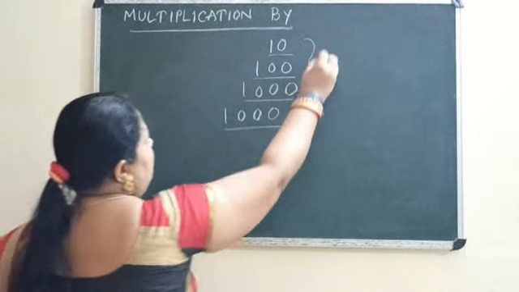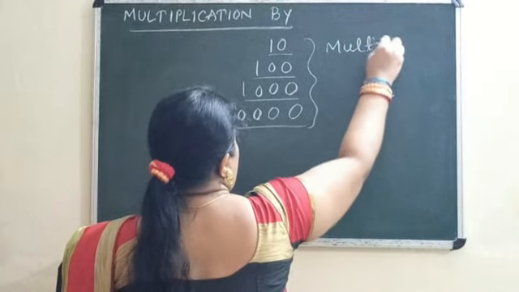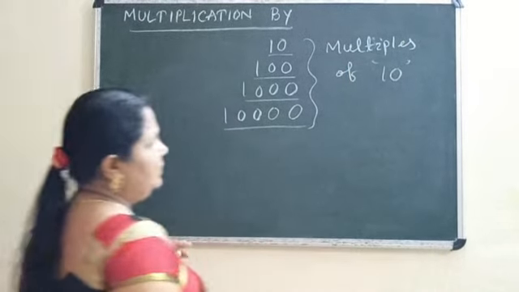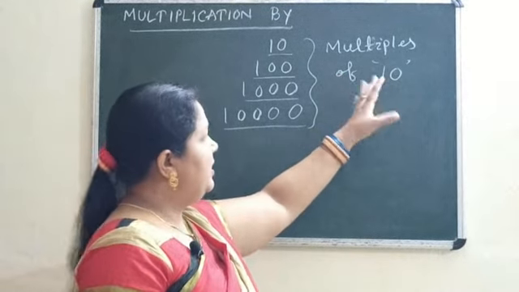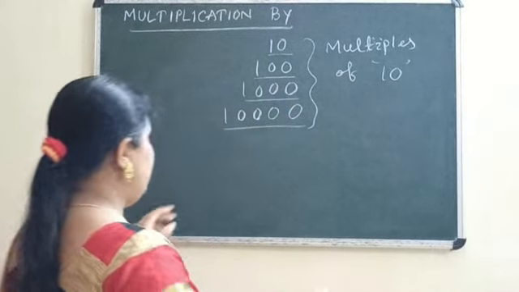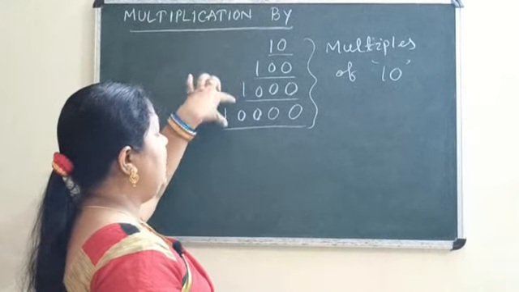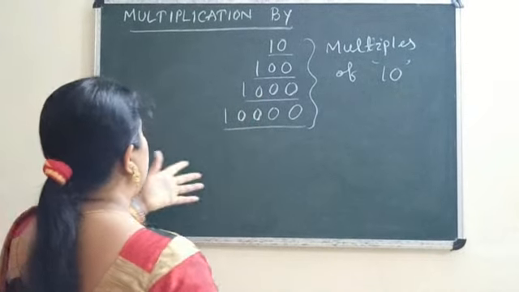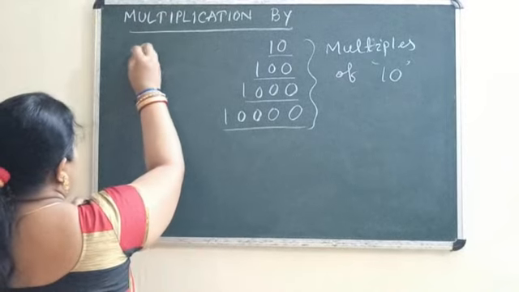All these are called multiples of 10. So only you remember this. We will discuss later what is this multiple. Now we are going to discuss, if any number we are multiplying by these multiples of 10, meaning 10, 100, 1000, 10,000, lakh, crore, all this type of number, then how can you get the answer within no second? Let's take an example.